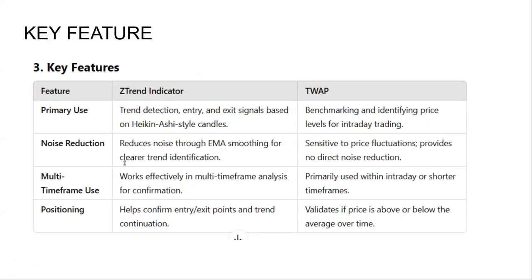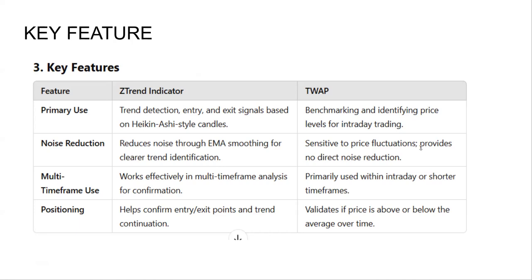The key features of the Z trend indicator: its primary use is trend detection, with entry and exit signals based on the Heikin-Ashi style candle. Here TWAP is benchmarking. It gives you an average price and identifies the price levels for intraday trading. Suppose the price trades above the average TWAP price, you can go long. Noise reduction: Z trend reduces noise through EMA smoothing for clearer trend identification.